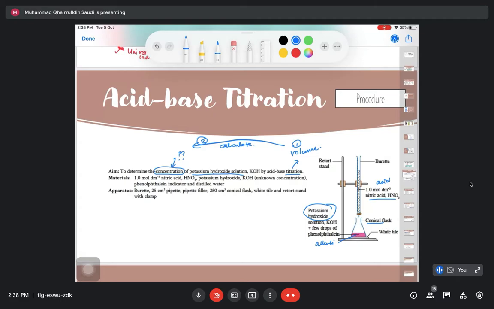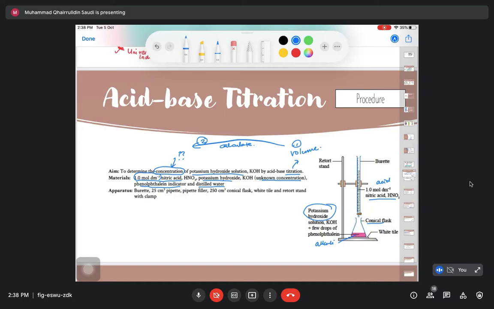Our materials must include our standard solution. When we write down the standard solution, you have to write down the known concentration as well, 1.0 mole per dm cube nitric acid. Our alkali, potassium hydroxide, is the one that we want to know the concentration of. Phenolphthalein indicator, or your chosen indicator, you can write down methyl orange or universal indicator as well. And distilled water. That is our materials.